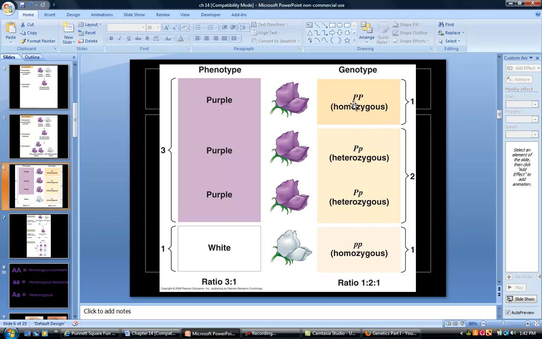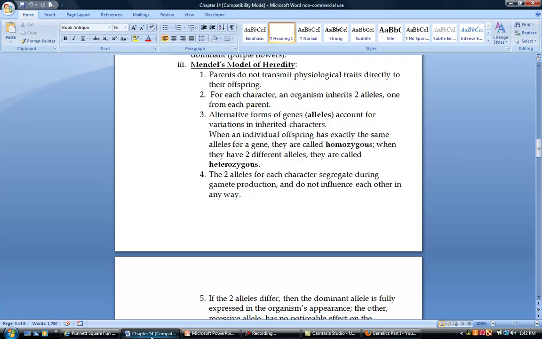Now these words over here we're going to go over in just a second, but I just wanted you to see that. Okay, so let's go through the model of heredity that he came up with as a result of what he found with those flowers. First thing he found was that parents do not transmit their physiological traits directly to their offspring. And what that means is you are not going to get everything expressly from your mother or everything expressly from your father. You're going to get a mixture of things.